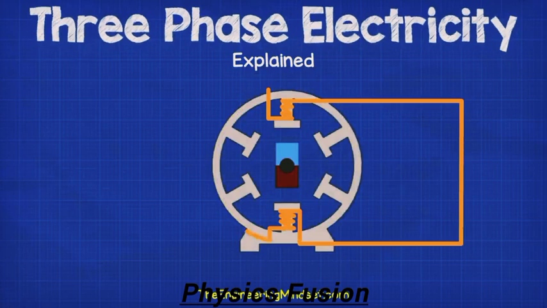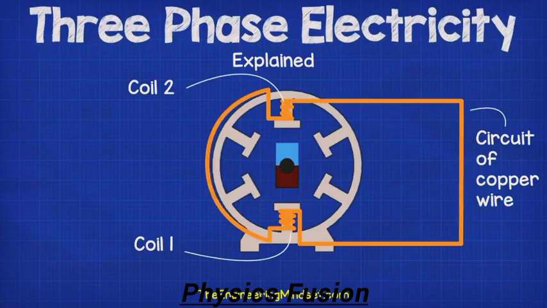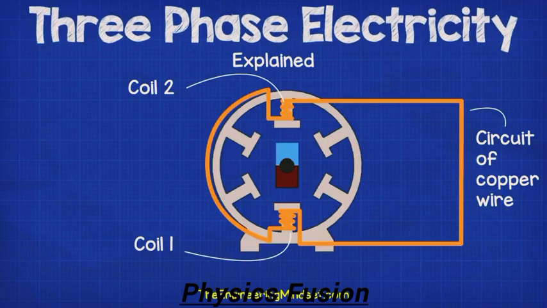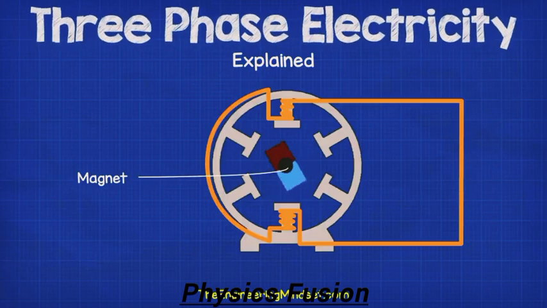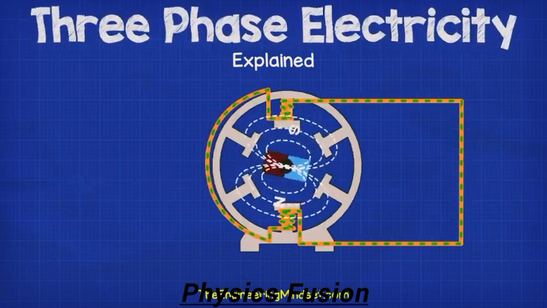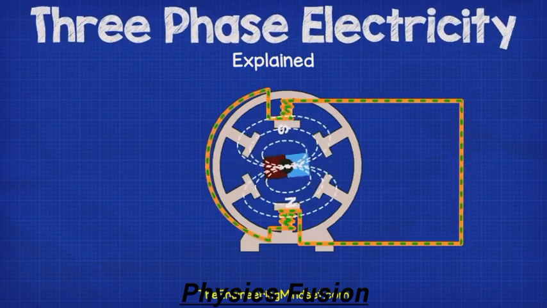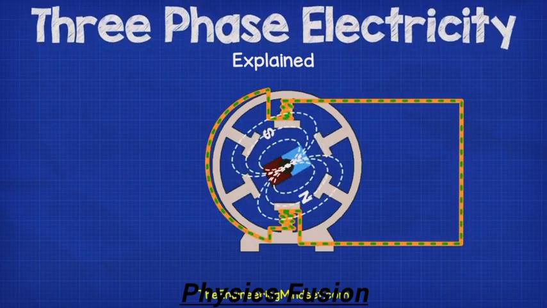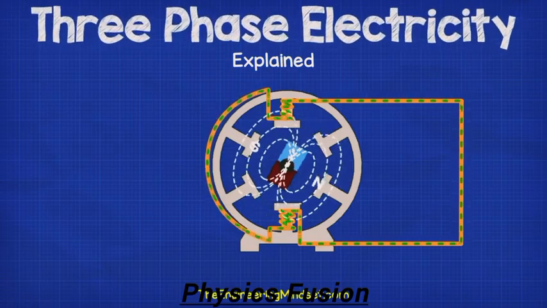Let's take a copper wire and wrap it into 2 coils, then place these coils opposite each other within a stator and connect the ends together to create a complete circuit. Now, if we place a magnet in between these coils and we start to rotate the magnet, then the magnetic field will disturb the free electrons within the copper wire and an electrical current will begin to flow.